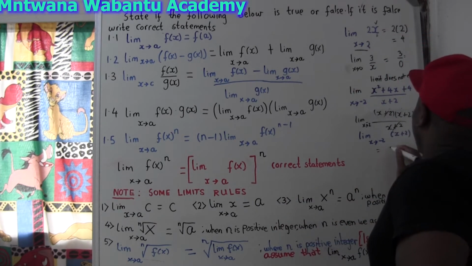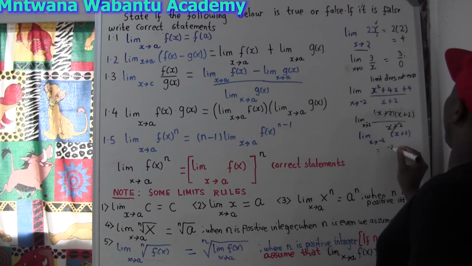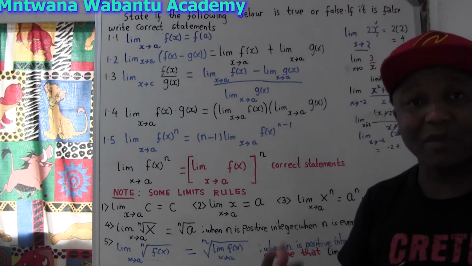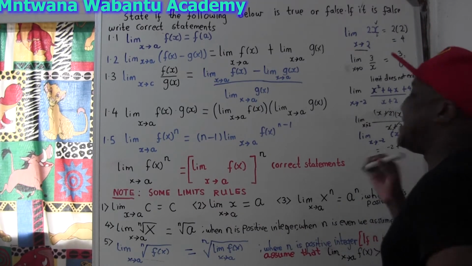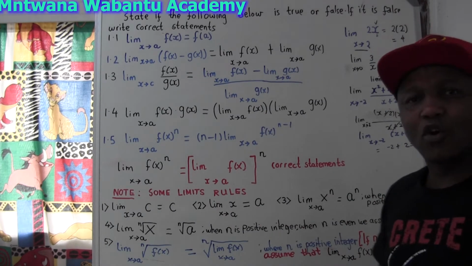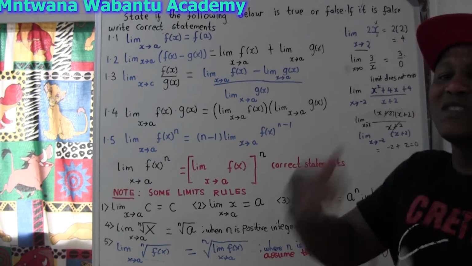So this is going to give us, what is the limit? -2 is going to be -2 plus 2. Don't write limit again because you have already substituted. You have already set your limit. So this is equal to 0. You see, it does exist. Equal to 0. So don't substitute the limit before you simplify. You know what I'm saying?